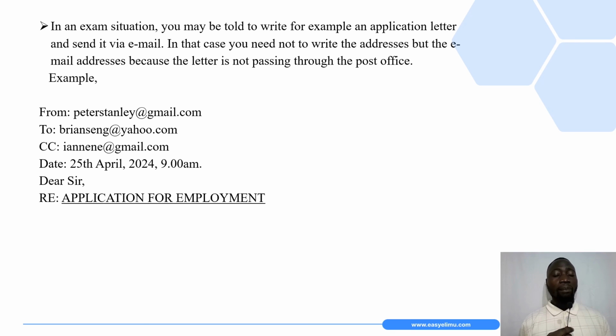So suppose you are forwarding that letter, then this is how you will write the address of the letter. So instead of the physical address, you'll use your email address, peterstanley@gmail.com, brandseng@yahoo.com, copy sent to iannene@gmail.com. Then the date is 25th April 2024, time 9 a.m. Dear Sir. Then we now start writing our letter. Regards, application for employment. Then you write the message body of the letter. Then you close, and that is it.